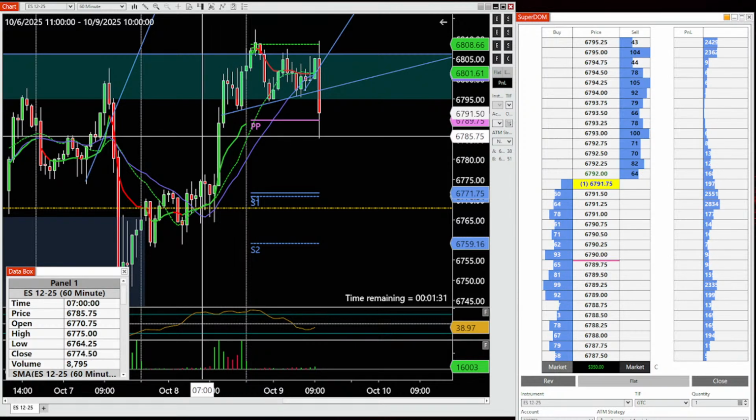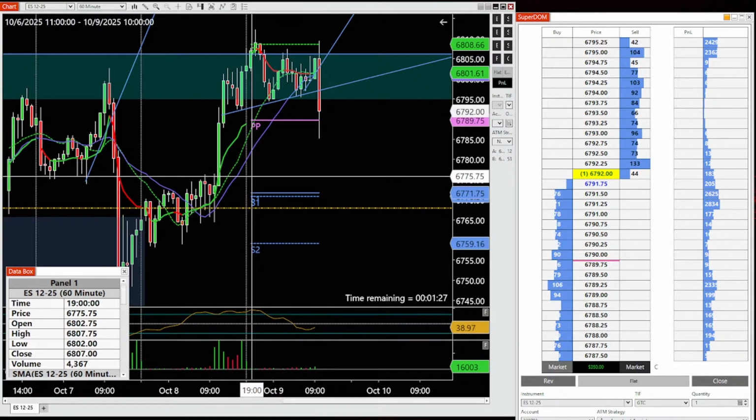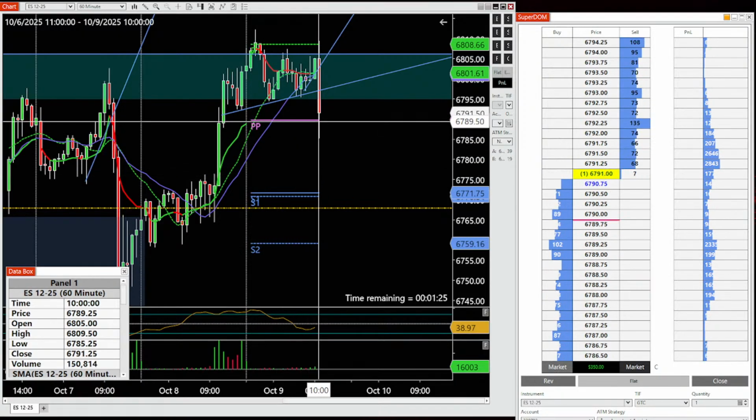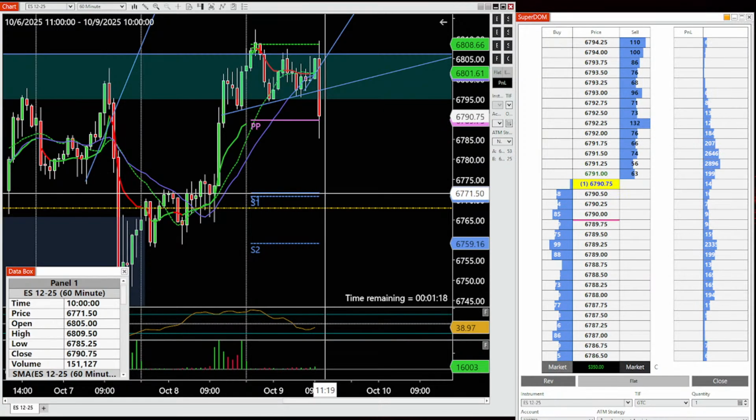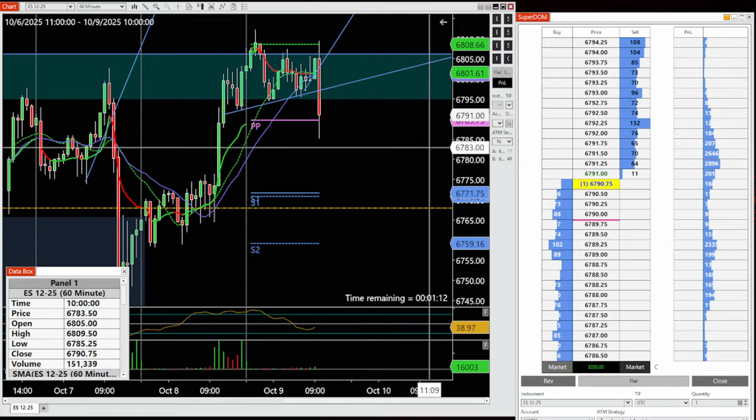If they run lower, if they break this, then we can get down to about 75. And this is what? 85. So 85 to 75. Another 10 points, but we're down 10 points already.